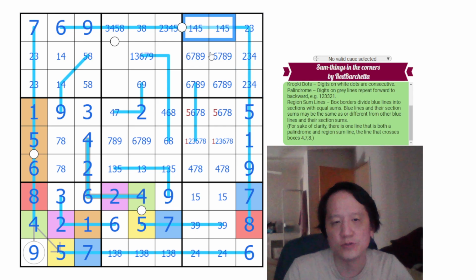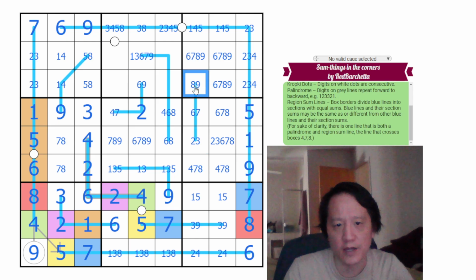So this can't be 2 or 3. This is 1. This can't be 5. This can't be 1. So this is at least 2 and 6. So it cannot be 8 here. This can't be 6, 7, or 8. This has to be 8 or 9. It cannot be 3, 6, and 9.